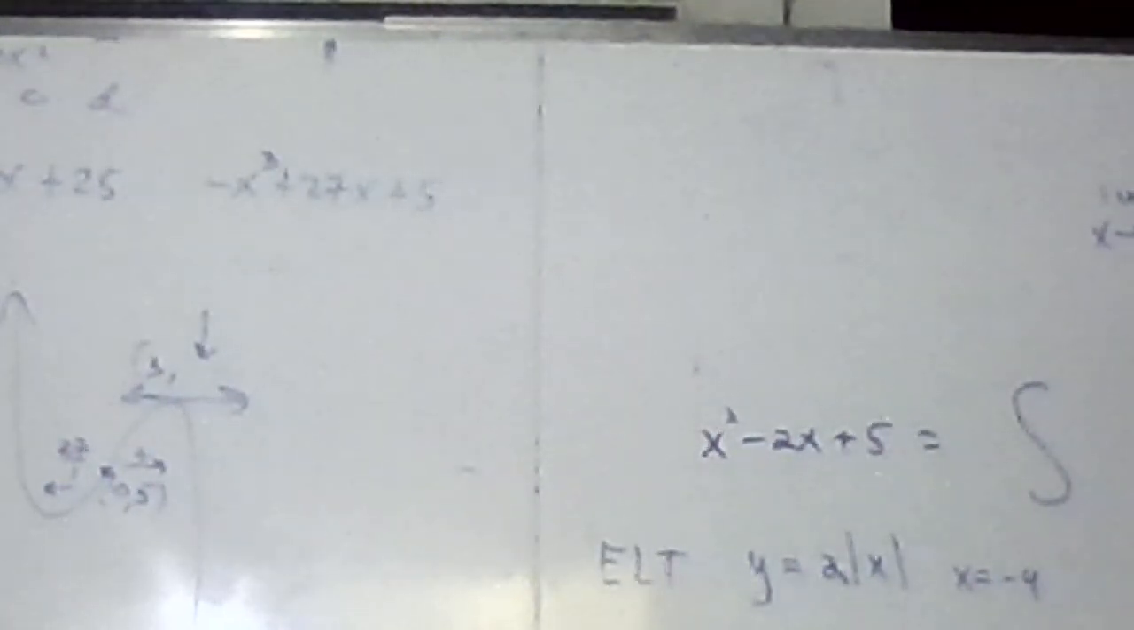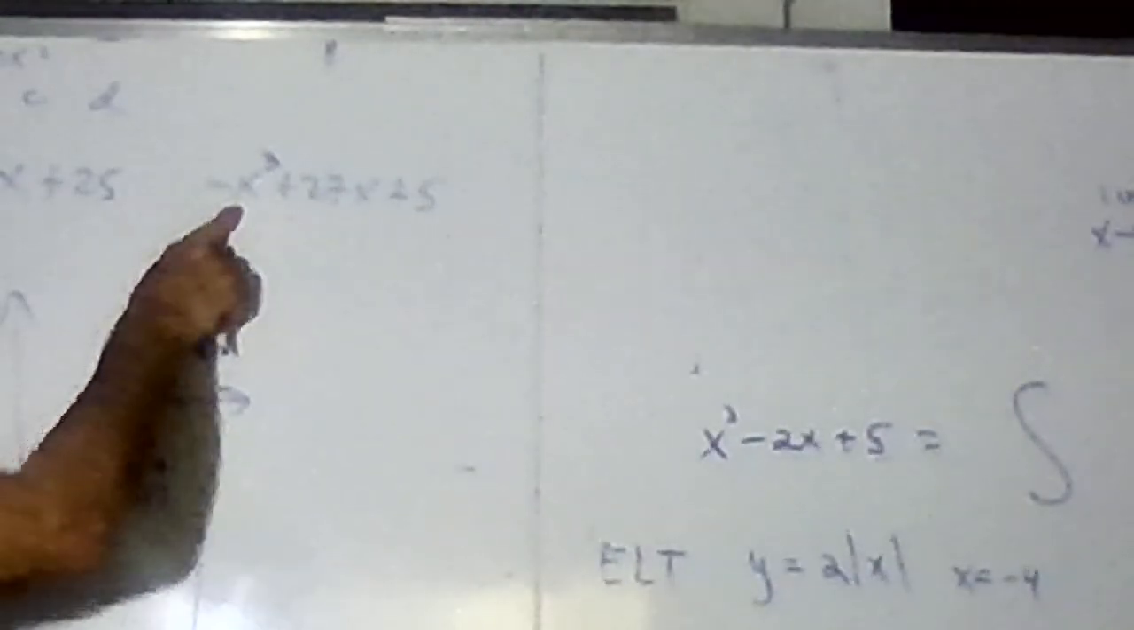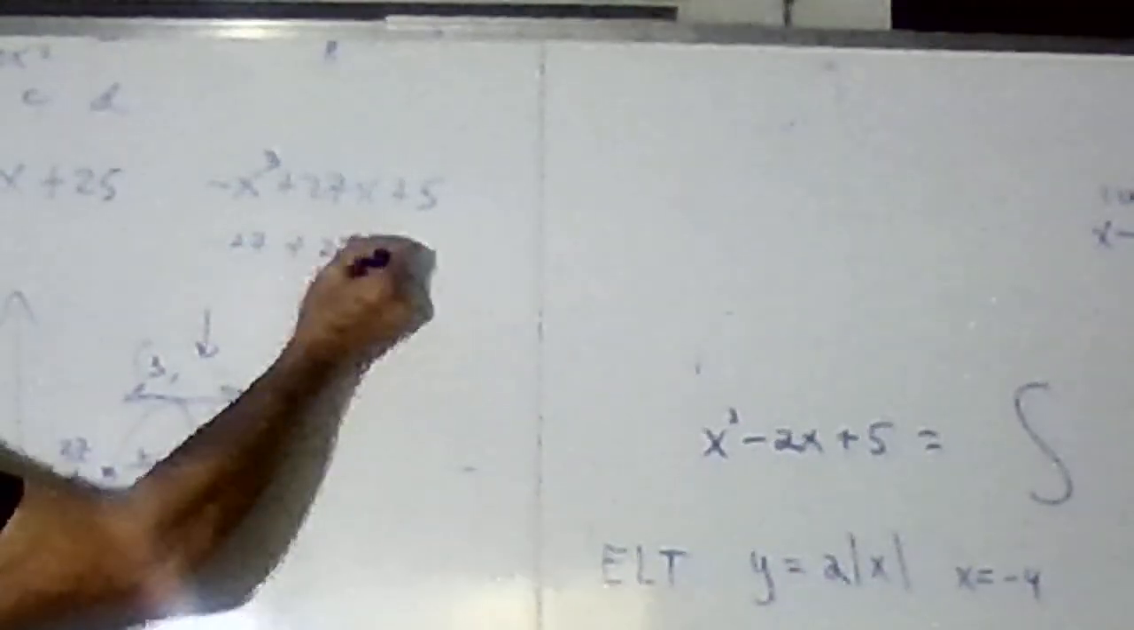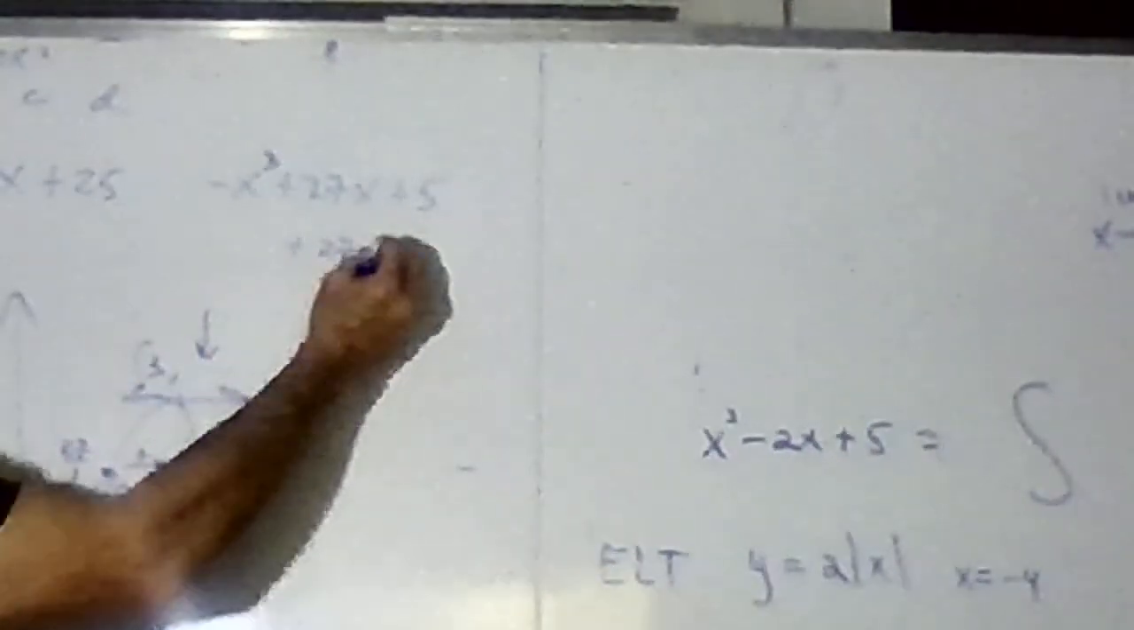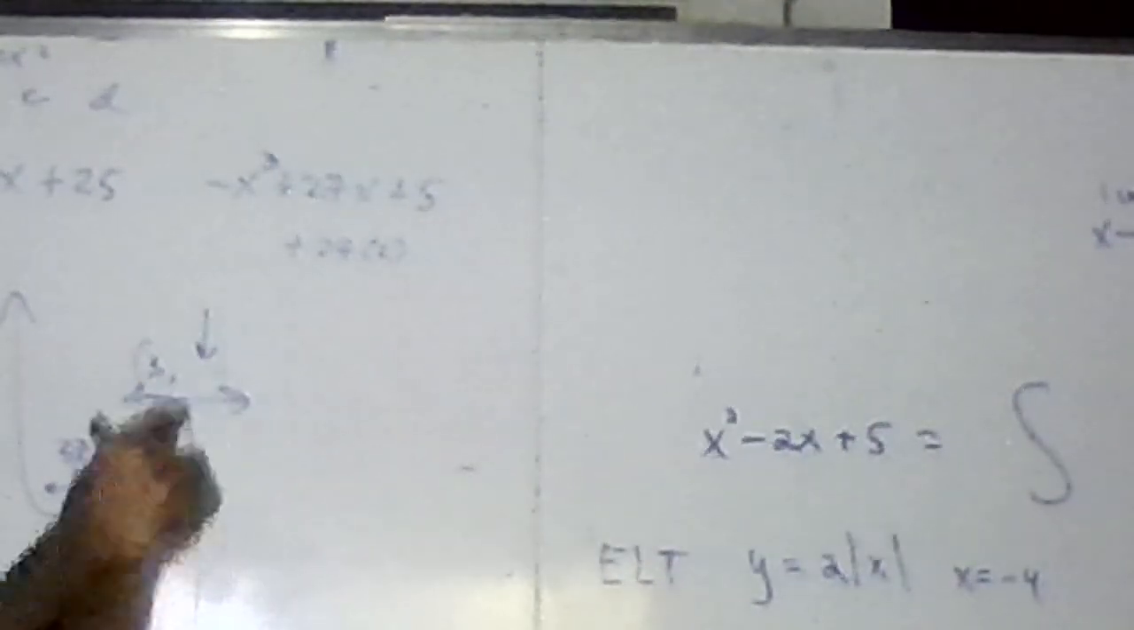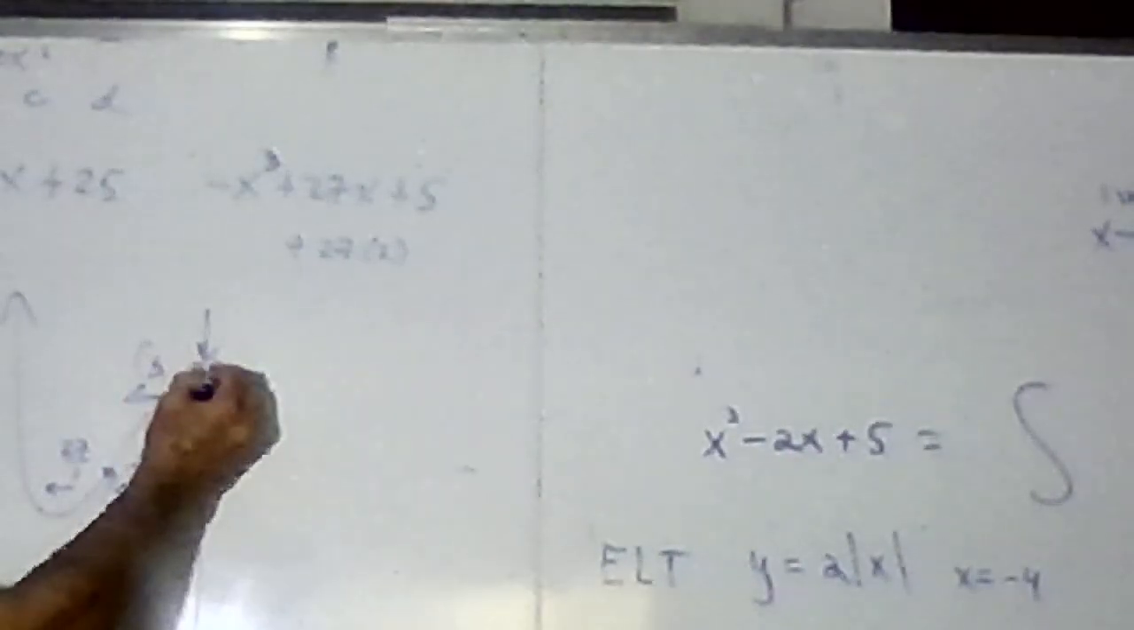So I'd actually have to plug in 3 to get the maximum value here. Is it hard to do? I don't think so, so let's plug it in. 27 minus 27 plus 27 times 3. So I can take one of the 27s away and multiply by 2. 54 plus 5, 59 gets me the maximum value.